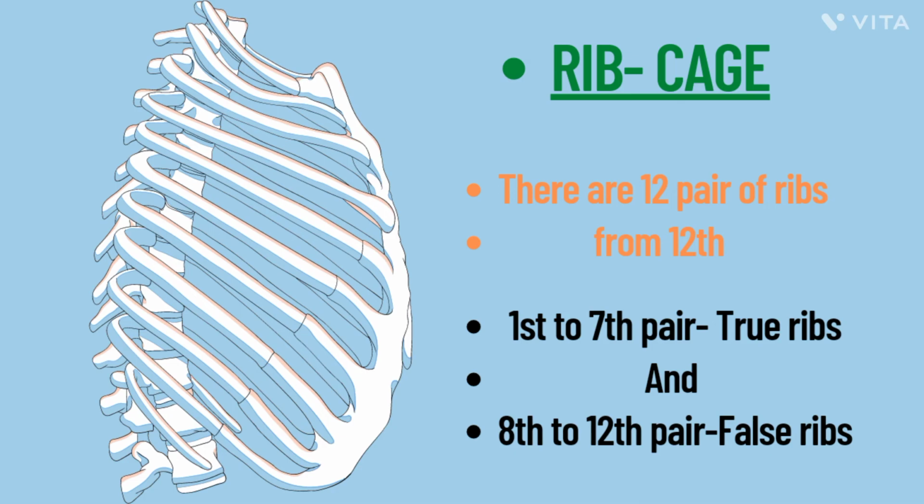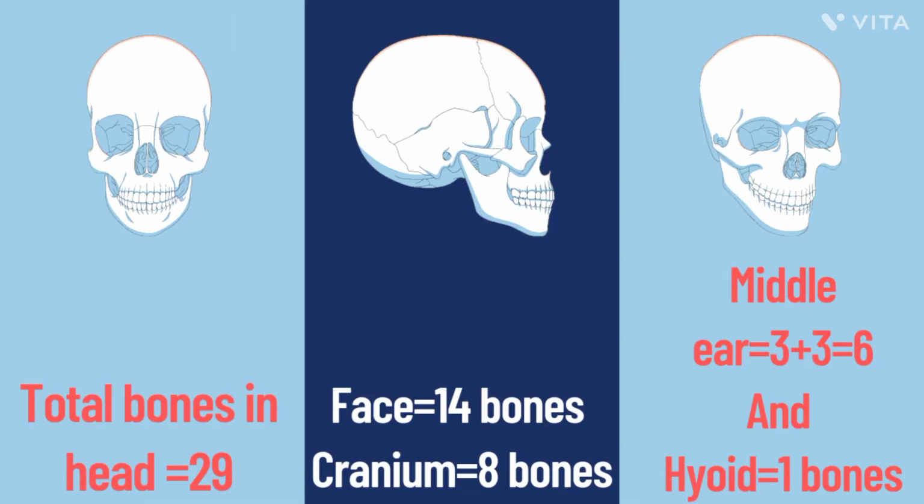fuse directly with the sternum. So total bones in the head is 29: face is 14, cranium, meaning brain box, is 8, and in the middle ear 3 plus 3 equals 6, including 2 ears, and hyoid is 1 bone. So total bones in the head is 29.